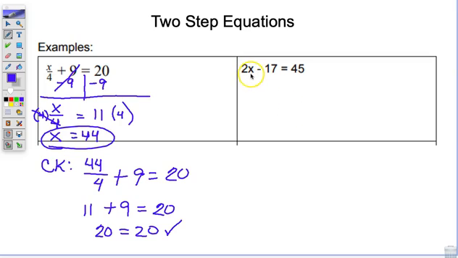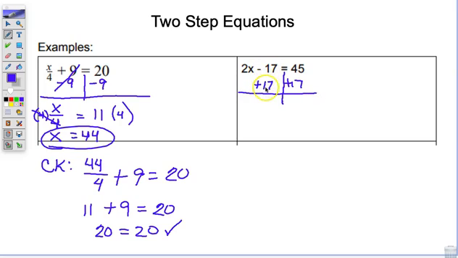Here's our variable x, and my equal sign is here, so I'm just going to draw a little line that separates the left side from the right side. So now ask yourself, what are we doing to this variable? We're multiplying it times 2, and then we're subtracting 17. So we have to work PEMDAS backwards. So we start with the addition and subtraction. So I will add 17 to the left side and also to the right side.